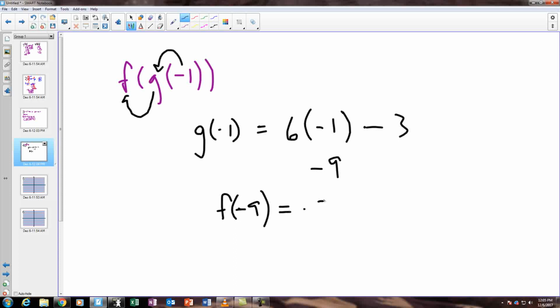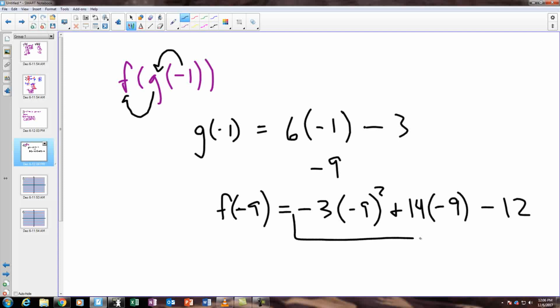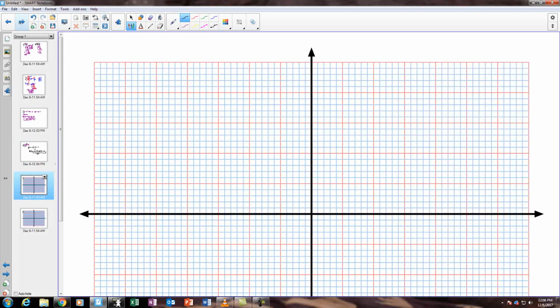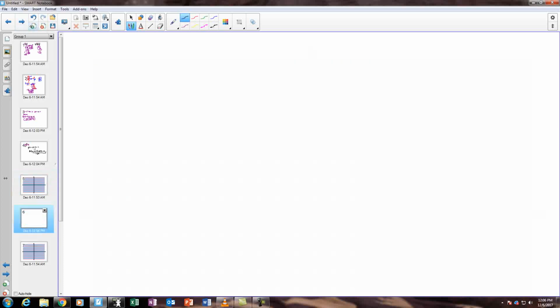So f of negative 9 would equal negative 3 times something squared, I'm just reading off the equation, plus 14 times something minus 12. And that something in both these cases is a negative 9. Now we can calculate this individually, or honestly, this whole thing from beginning to end, if you put it all in the calculator at the exact same time, your calculator will manage just fine to give you negative 381. Or you can calculate it by hand, but be careful to do order of operations correctly, starting with those exponents.